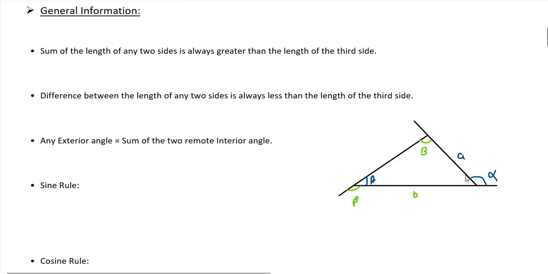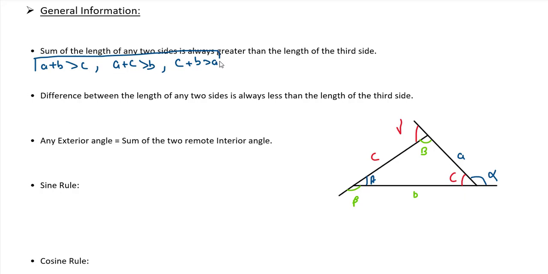Then let this angle be C. Side opposite to this angle be small c, and this external angle be gamma. Now the very first property states that the sum of the length of any two sides is always greater than the length of the third side. That means a plus b will be greater than c, or a plus c will be greater than b, and c plus b will be greater than a.